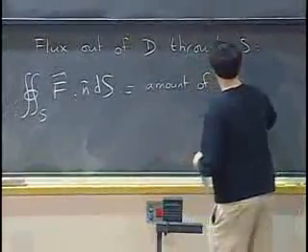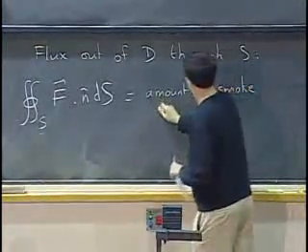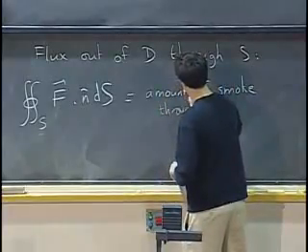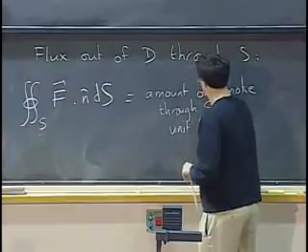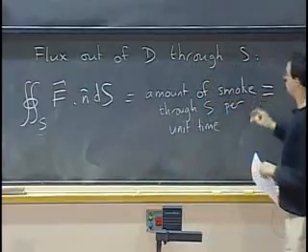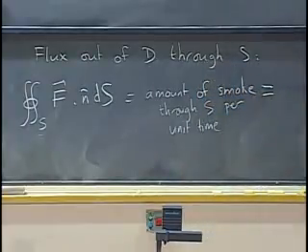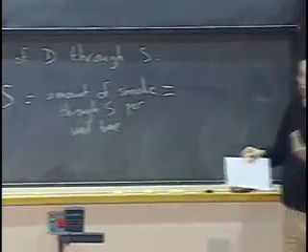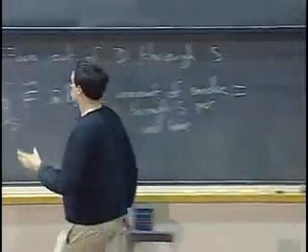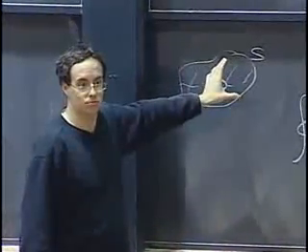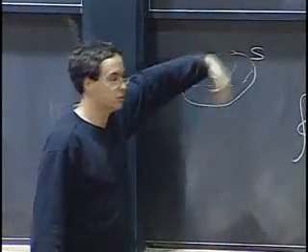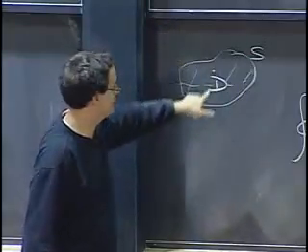So that's the amount of smoke through S per unit time. But now, how can I think of that? How can I compute that differently? Well, I can compute it just by looking at the total amount of smoke in this region and saying how much it changes. If I'm gaining or losing smoke, it means it must be going out there. Well, unless I have a smoker in here, but that's not part of the data.